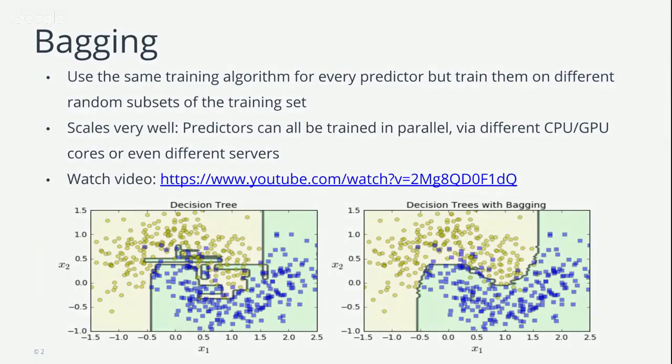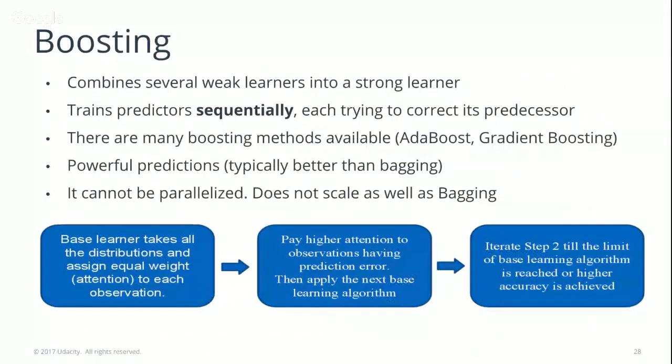All right. So going on to boosting. Taking all of those weak learners we just created using subsets of the data, we can combine them together to create a strong learner. What this does is it takes the data and trains each of the predictors sequentially, with each trying to correct its predecessor. And it keeps doing that until it generates a better model overall.